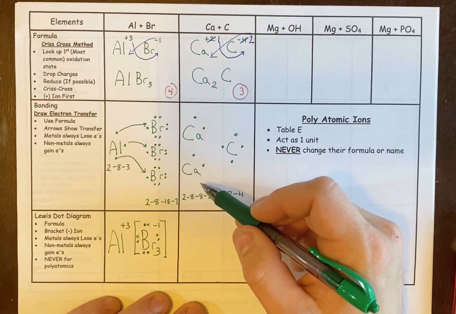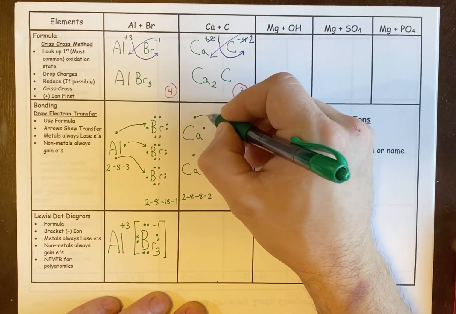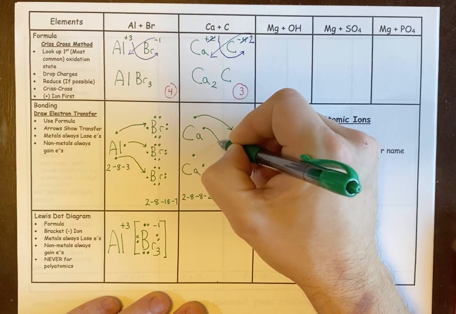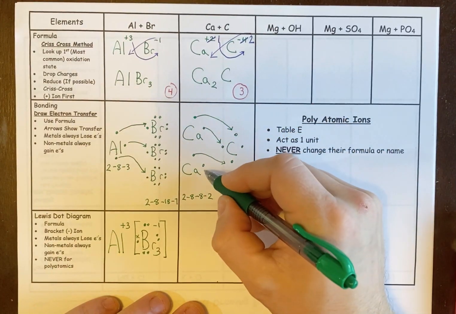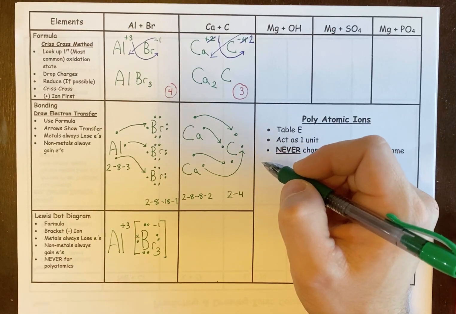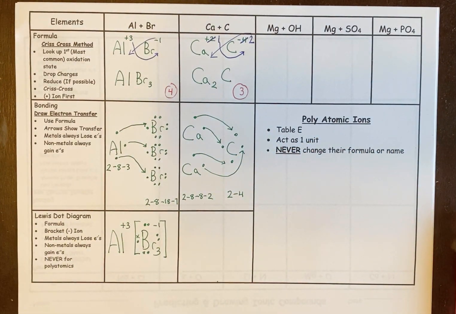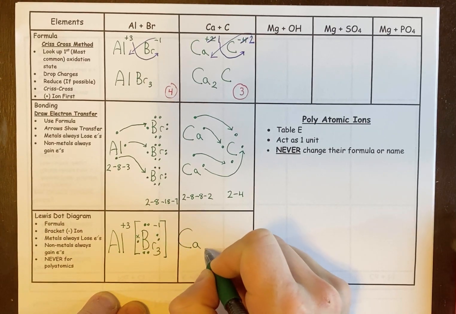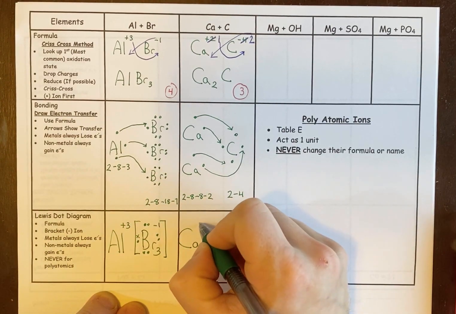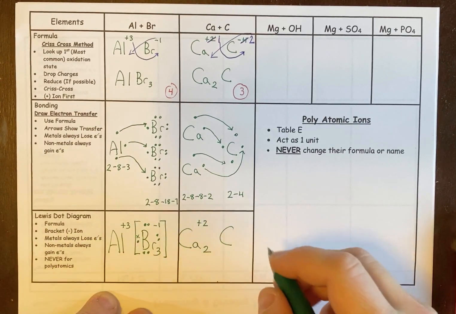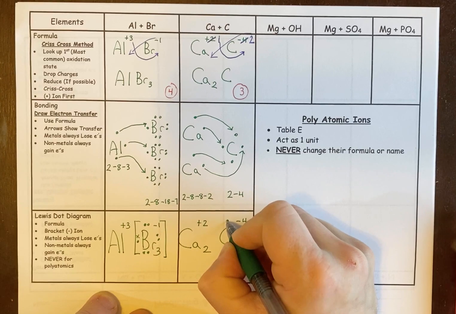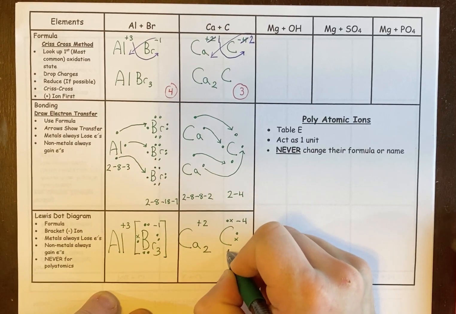So it's going to take 2 calciums to make 1 carbon stable, which is why it's important to reduce, because otherwise you would have predicted that you needed 4 calcium to make 2 carbon stable, and while that will work, that would create 2 separate molecules, and we want the formula for a single molecule or compound, whatever you call it. Last one, Lewis dot, Ca2C, plus 2 each because they lost 2, minus 4, because it did in fact gain 4.